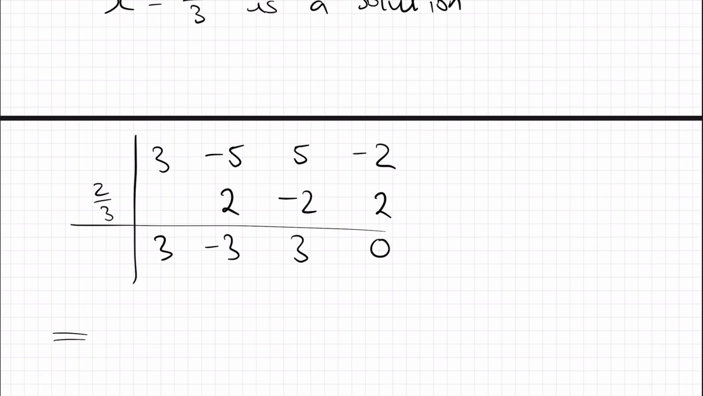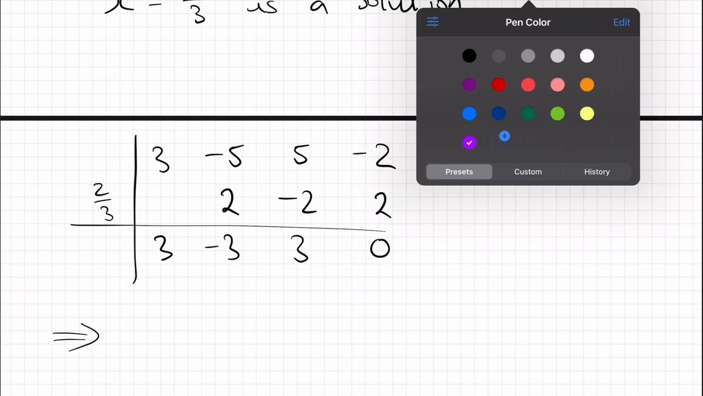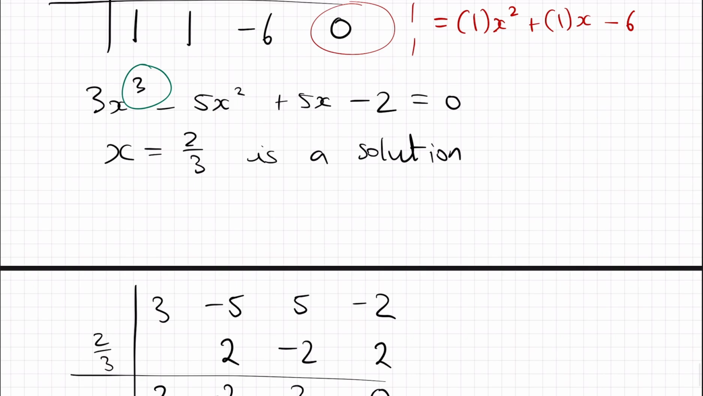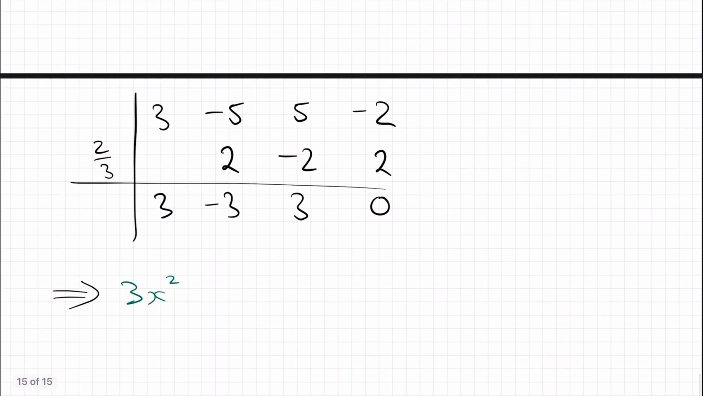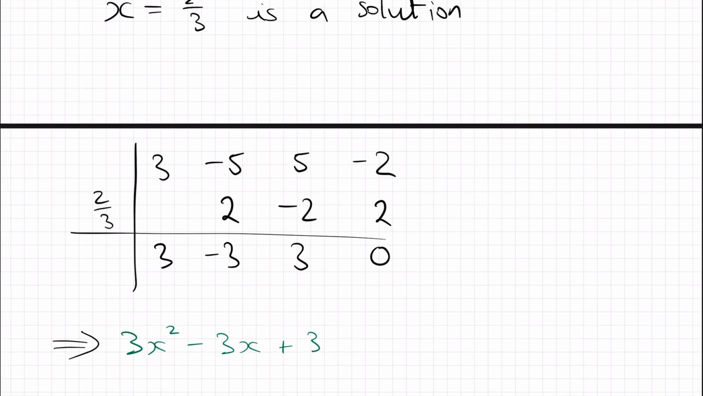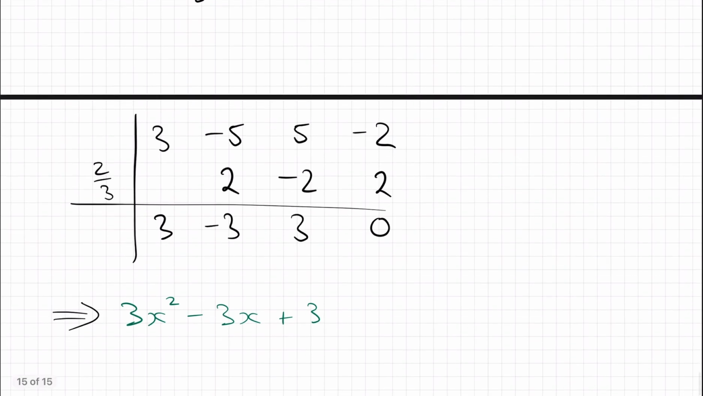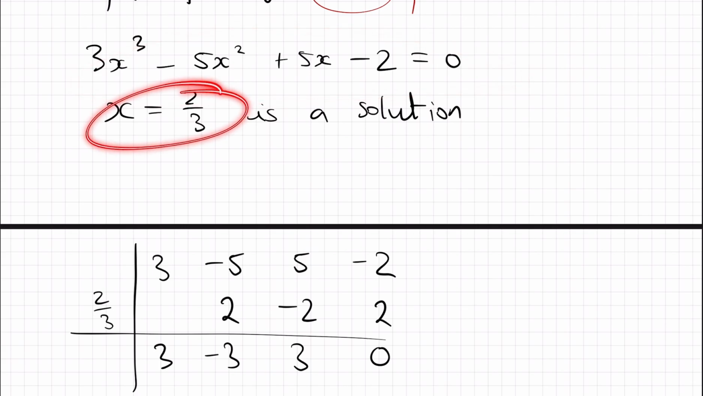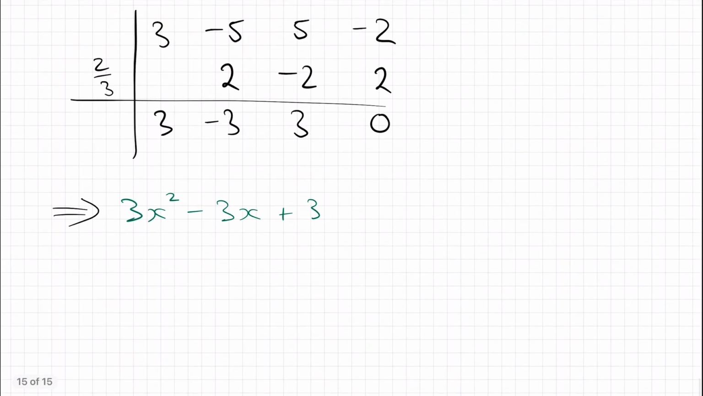So we can see the final result of our synthetic division was 3x squared, because remember our original was an x cubed, we're dividing it by a linear term, so we're going to get the x squared: 3x squared minus 3x plus 3x. Oh, sorry, just plus 3. And obviously now we can just solve this. So we were trying to solve all the solutions to this equation, and we already know that x equals 2/3 is one solution. So now we've got another quadratic which we can just solve.